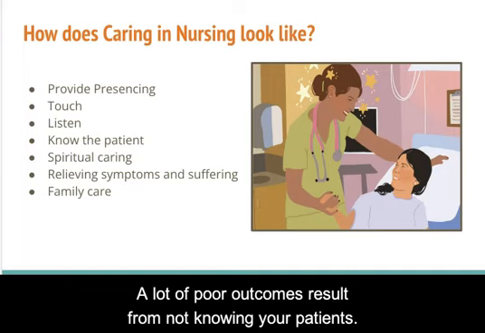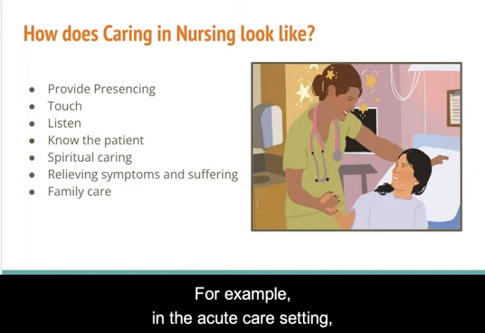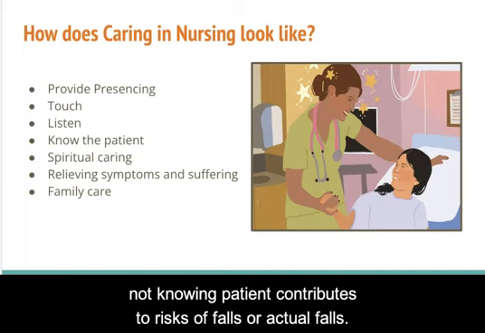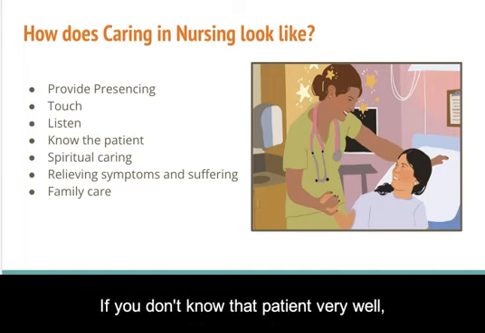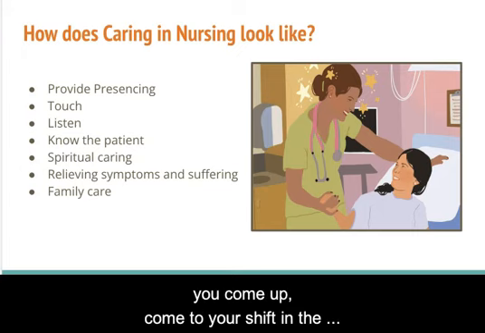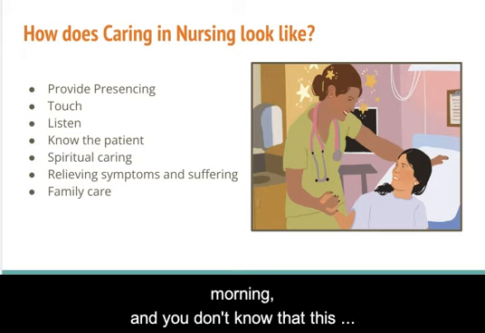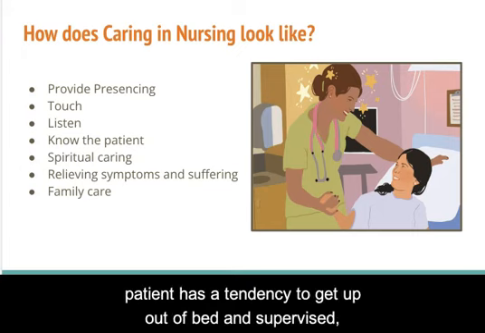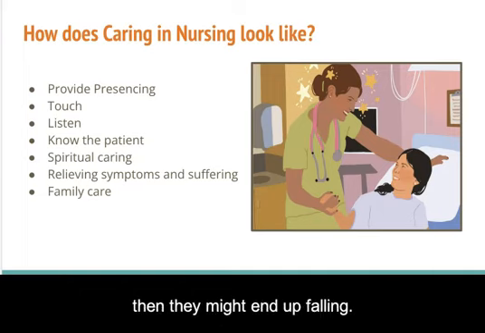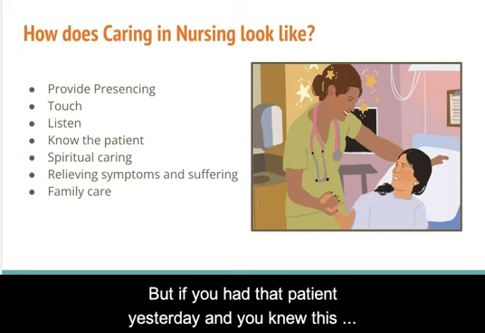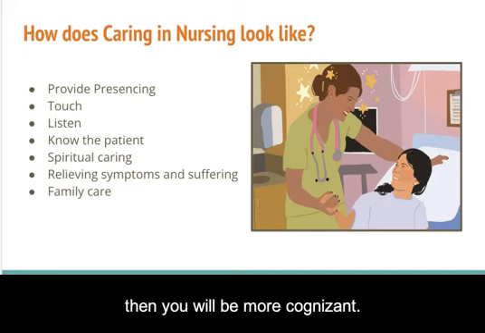A lot of poor outcomes result from not knowing your patients. For example, in the acute care setting, not knowing the patient contributes to risks of falls or actual falls. If you don't know that patient very well, you come to your shift in the morning and you don't know that this patient has a tendency to get up out of bed unsupervised, then they might end up falling. But if you had that patient yesterday and you knew this is a patient that tends to do that, then you will be more cognizant.